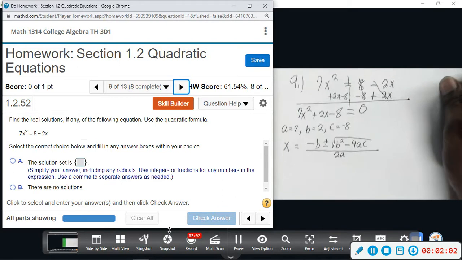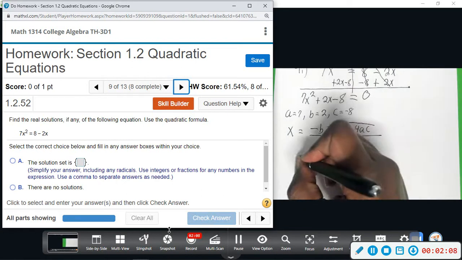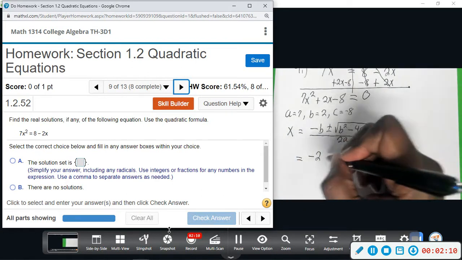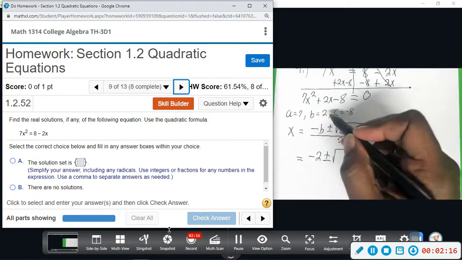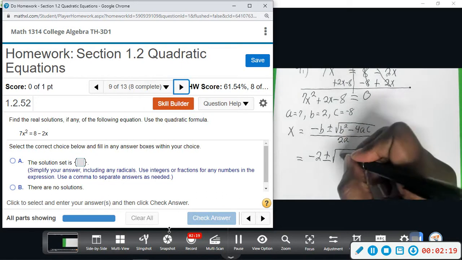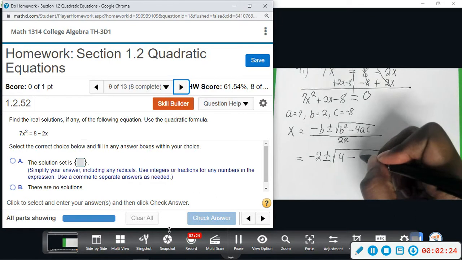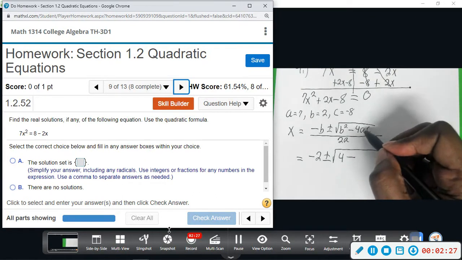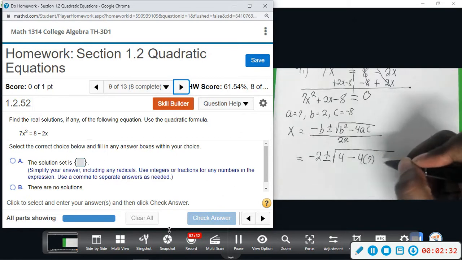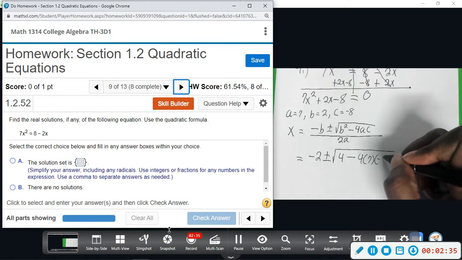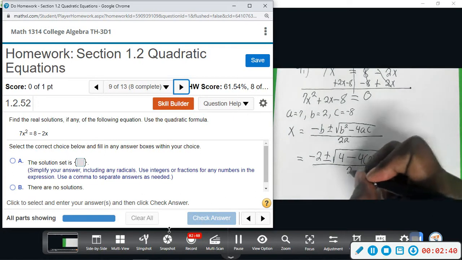Alright, so let's start plugging in. Negative B, so it's going to be the opposite of 2. Negative 2 plus or minus square root. I'm going to go ahead and square this time. B squared, 2 squared is 4. Minus 4 times A times C. So minus 4. A is 7. C is negative 8. All divided by 2 times 7.